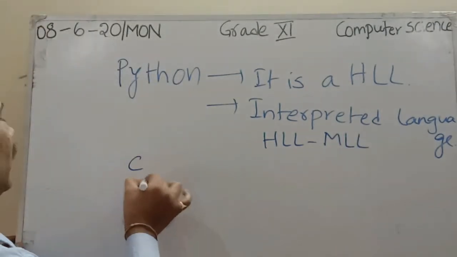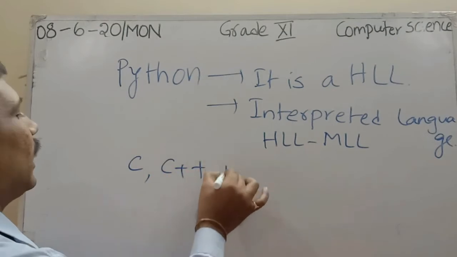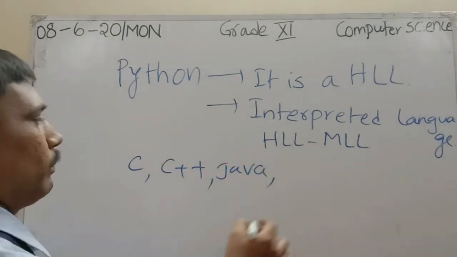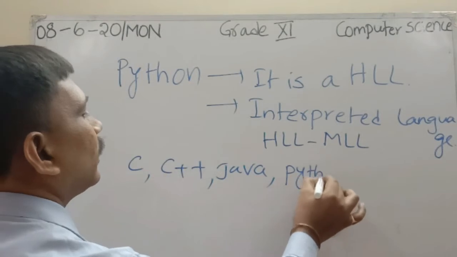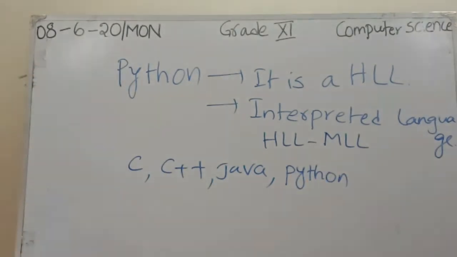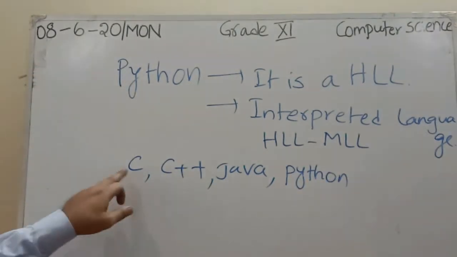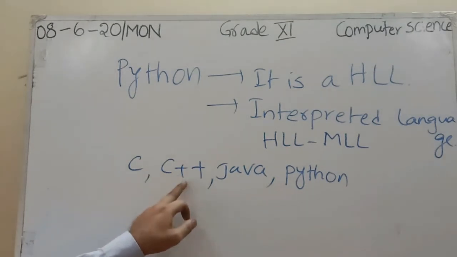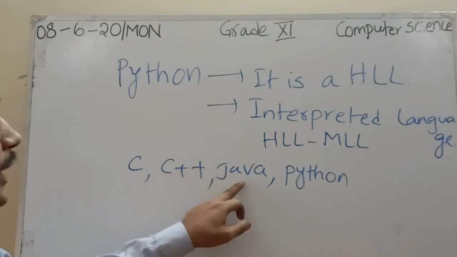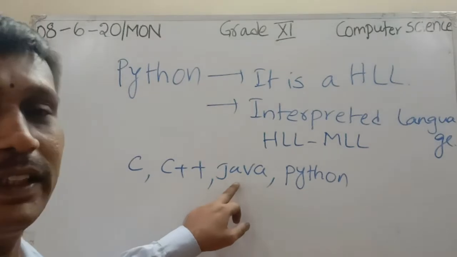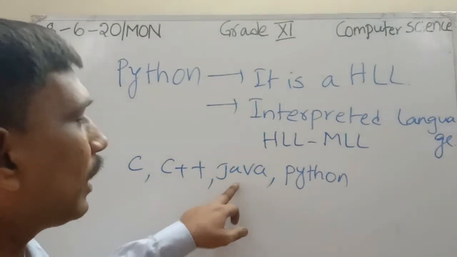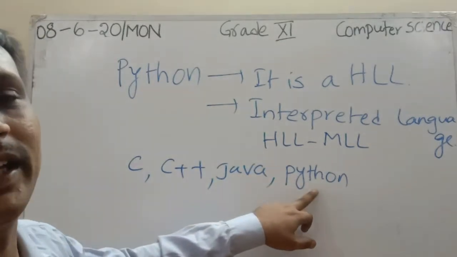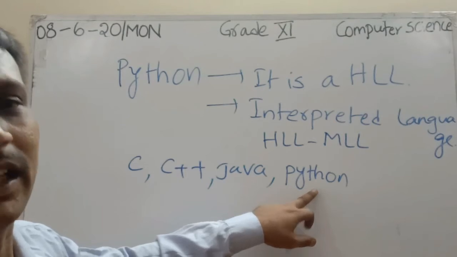So like C, C++, and Java, Python is also a high level language. Okay, C is a compiler based programming language. C++ is also a compiler based programming language. And Java is an interpreted programming language. Python is also an interpreted programming language.